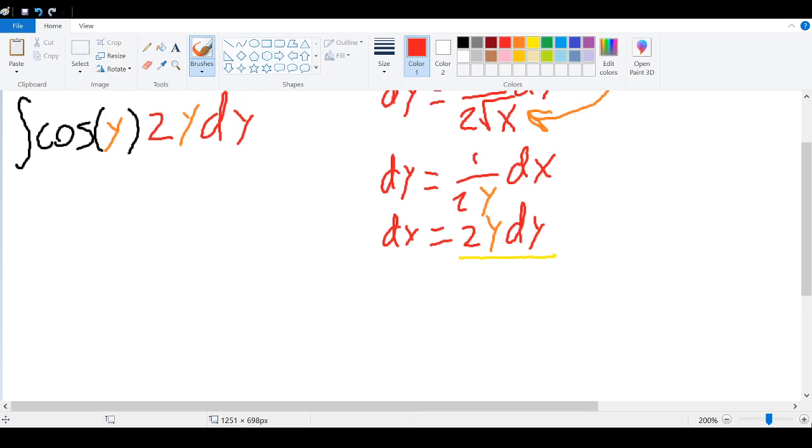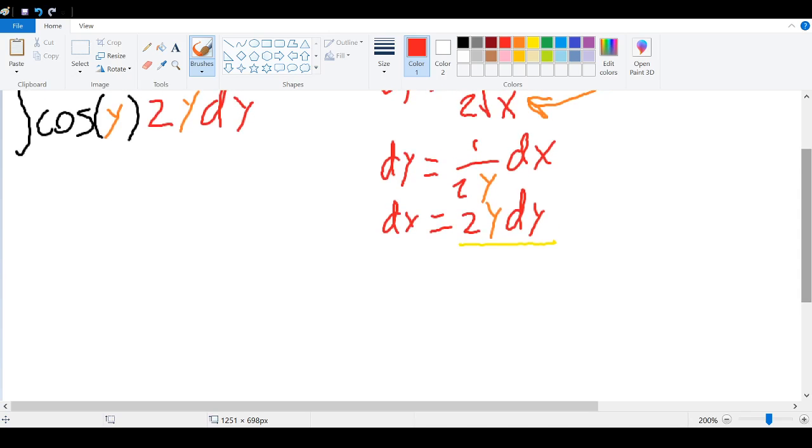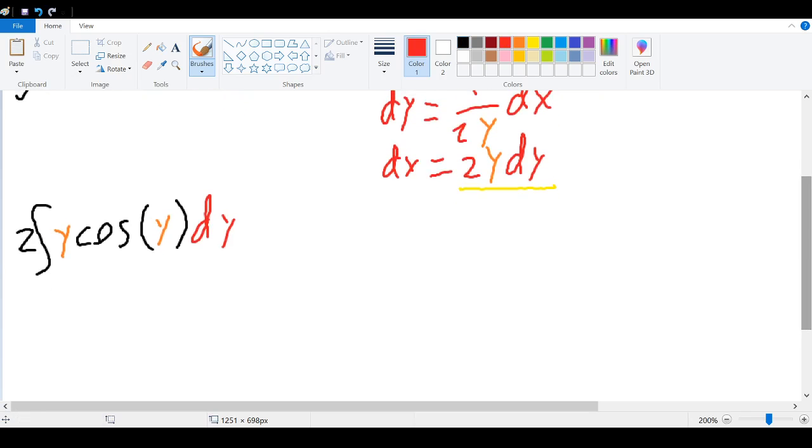And I'm going to pull the 2 out of the integral, so I'm just going to rewrite the integral real quick. We'll say this is 2 times the integral of, why don't we put the y first, just to make it look nicer, y times cosine of y, and now we have the dy. All right. So let's apply integration by parts.